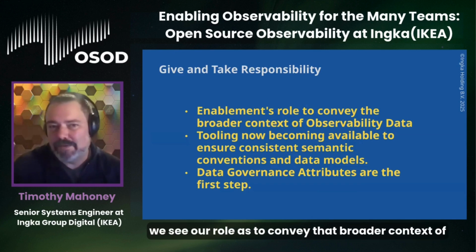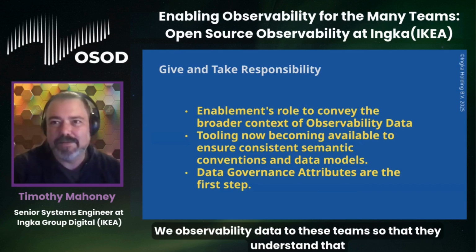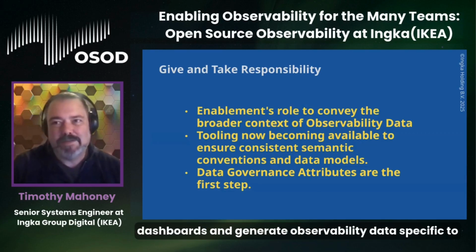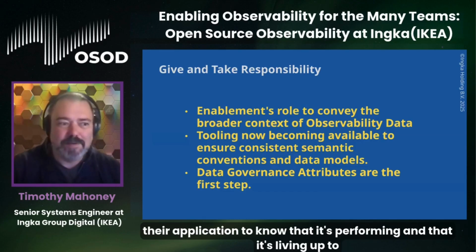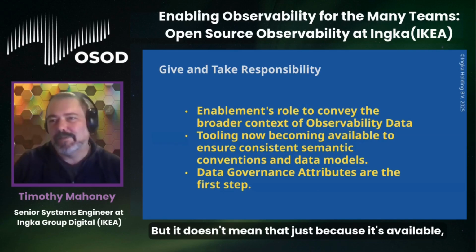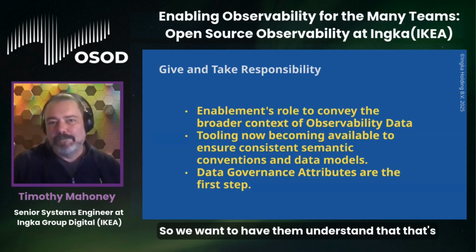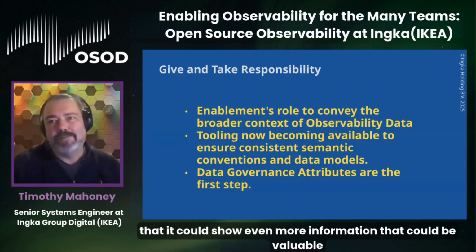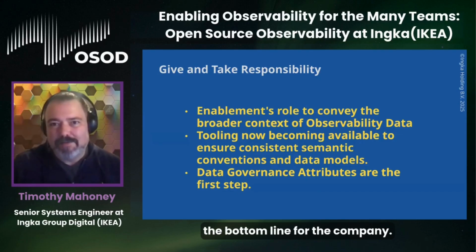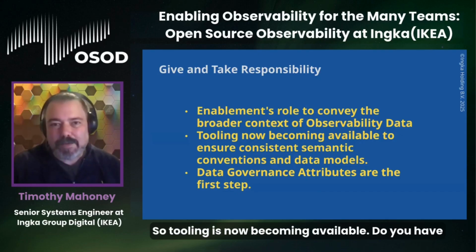So in enablement, we see our role as to convey that broader context of observability data to these teams so that they understand that they might want to create dashboards and generate observability data specific to their application to know that it's performant and that it's living up to its availability. But it doesn't mean that just because it's available, it's solving the problem for the company. So we want to have them understand that that's company data, that it could show even more information that could be valuable for driving the bottom line for the company.